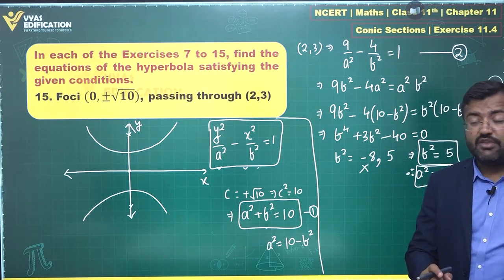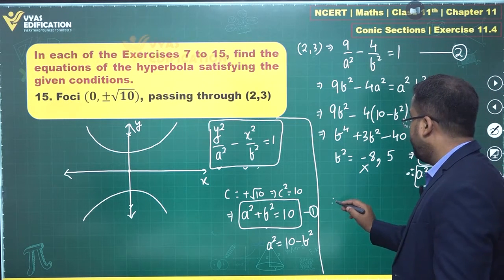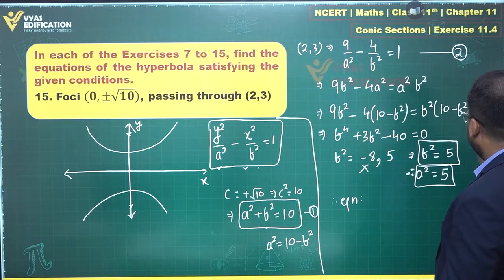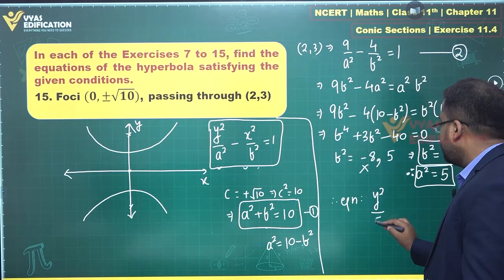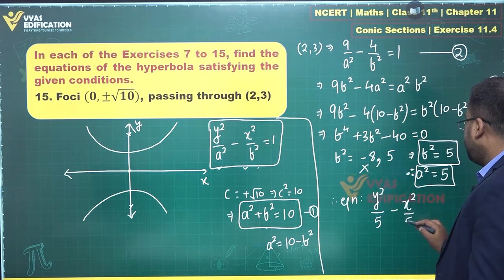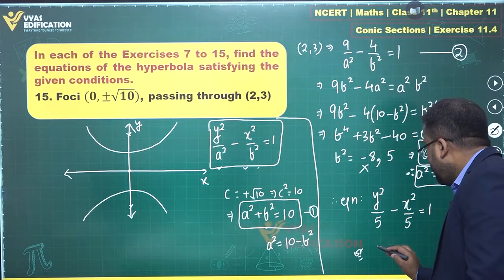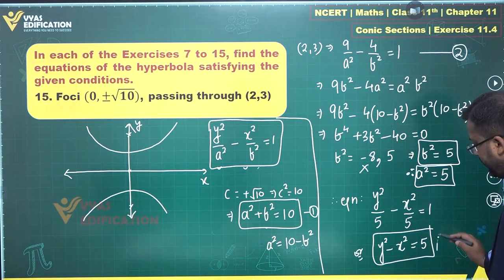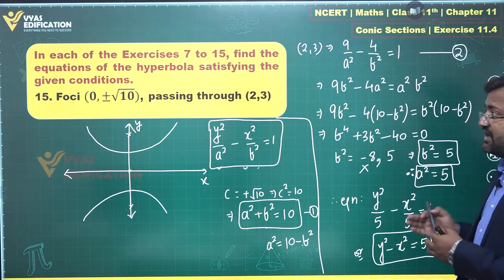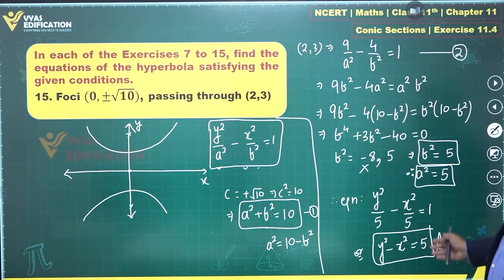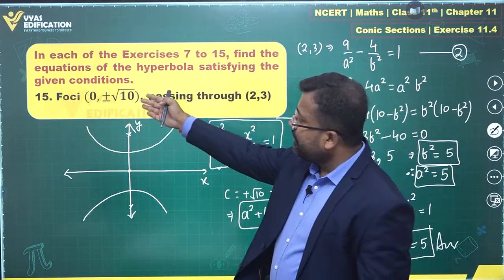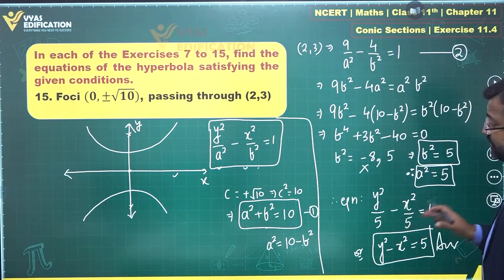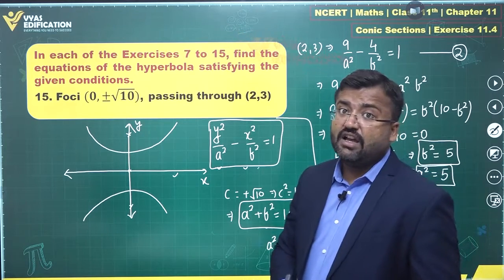Okay, once you have found a square and b square, now the equation is known. The equation of hyperbola will be y square upon a square minus x square upon b square equals 1, or y square minus x square equals 5 will be the required equation for this particular hyperbola, as you can see over here. That's the complete solution for this question. Foci at 0, plus minus root 10 passing through 2, 3. This is the standard hyperbola that we have written first of all, and on the basis of that we have found the values of a square and b square.